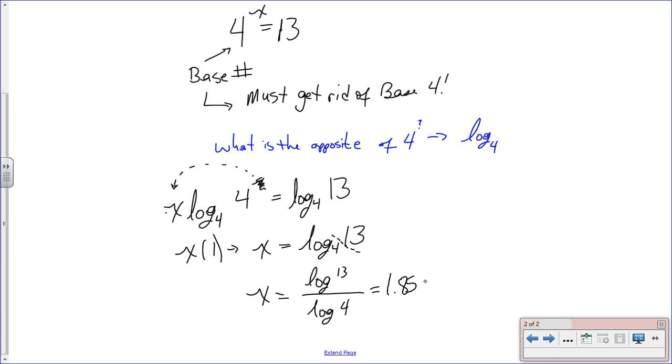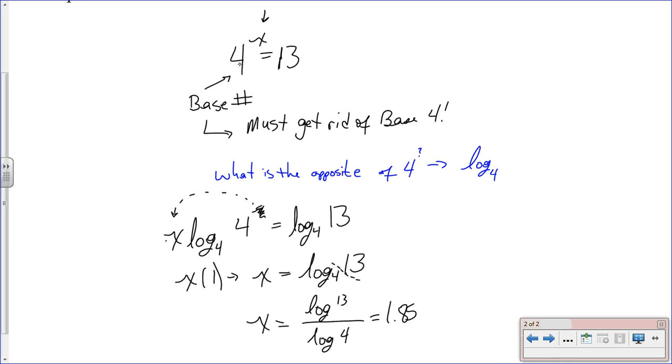To review, you take your base number, and you have to get rid of that base by multiplying by the opposite, which is the log of that base. So you have log base 4 of 4, get rid of the log base 4, and you're left with x, which was your exponent, equals log base 4 of 13. Do the change of base formula, and you get your answer.